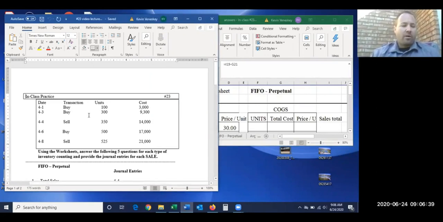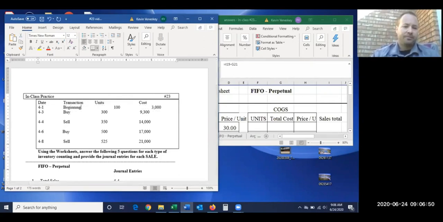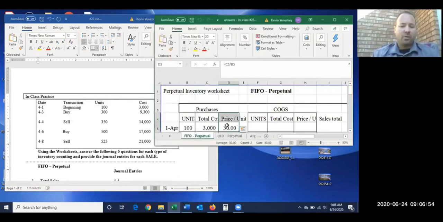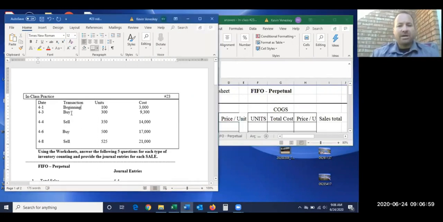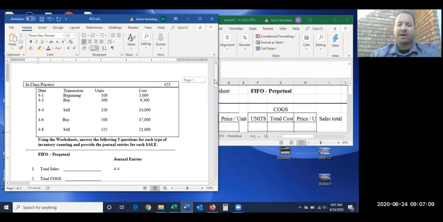So what we have going on here is we have some opening inventory. We'll call this beginning inventory that we already had on hand. I'll just rename this to beginning so there's no confusion. So we have our beginning inventory. And then we bought some more stuff in April. And then our first sale comes along and we sell some units, buy some more, and then we sell some more.